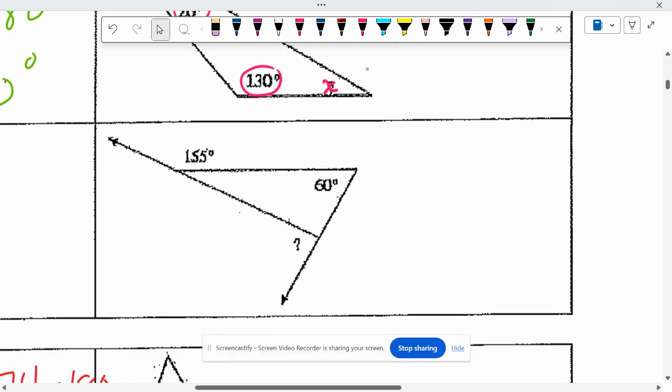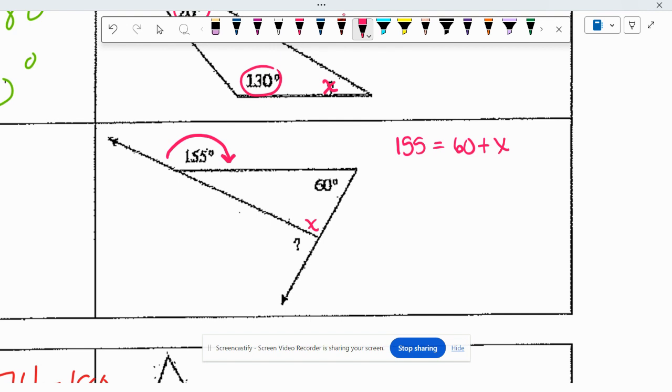Okay, so what about this next one? What about this next triangle? What are some things that you know? Well, are you saying that this is the exterior angle? Okay. So this equals this plus this, but we don't know what that is. It equals 60 plus X. So 155 equals 60 plus X. Keep going. You're right. So 95 equals X. Perfect.